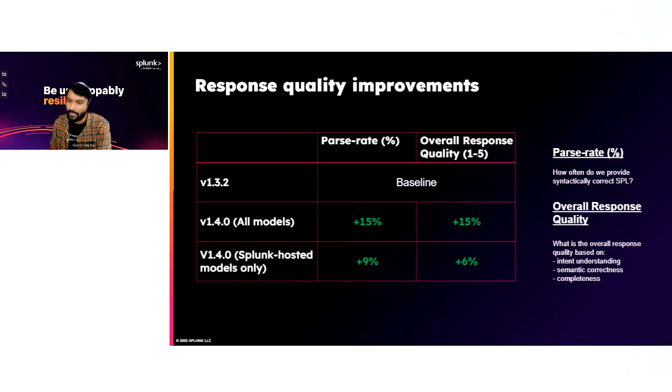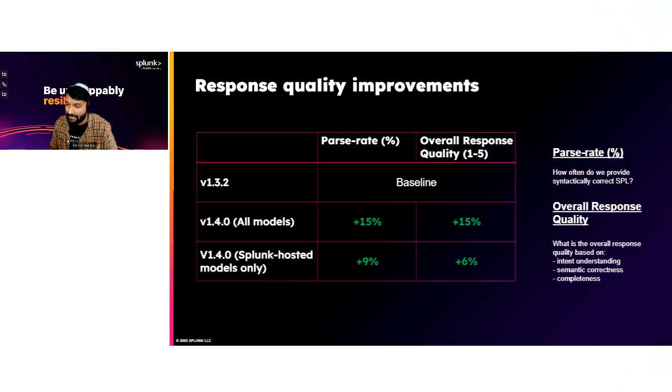And the second thing we do is we like to measure the overall response quality, especially for SPLs. And there are three main dimensions to this overall response quality, which is A, did we understand the intent of the user correctly? So did they want us to write a new SPL? Did they want us to optimize an existing SPL? Did they want us to explain SPL? Did they want to just learn how to do something in Splunk? So there's that intent understanding part.